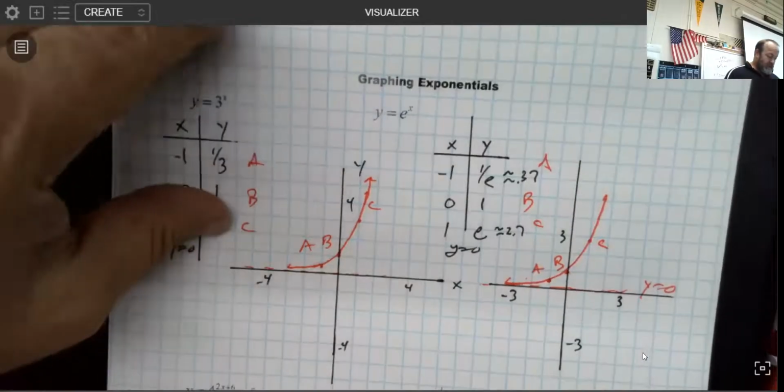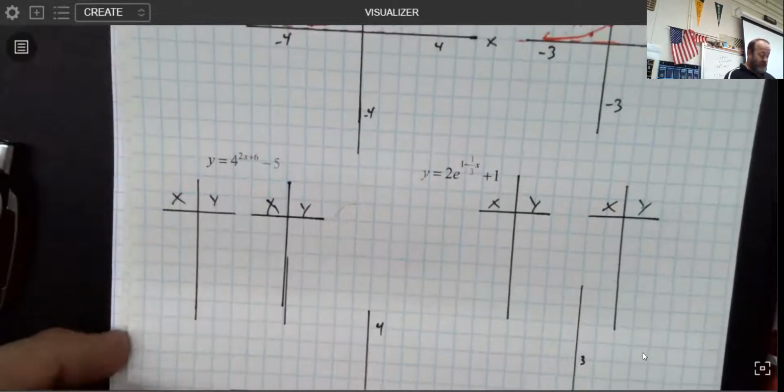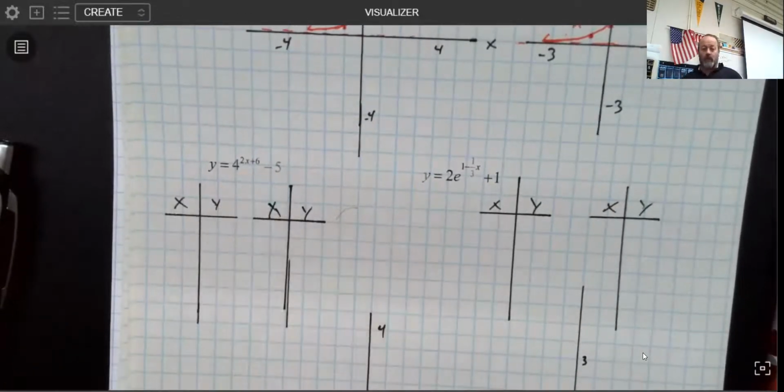Okay, so now let's go to the harder problems, the ones that might actually cause you a little bit more concern. Now, on a test, I would be very, very likely to ask you a question like this one right here. y equals 4 raised to the 2x plus 6, minus 5. There's a lot of stuff going on.